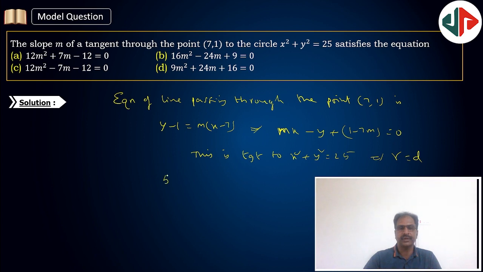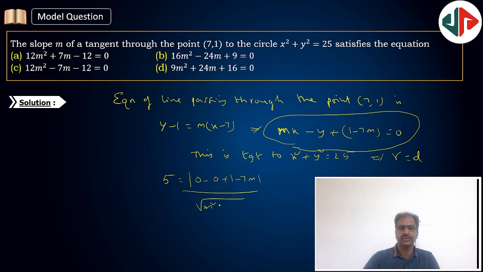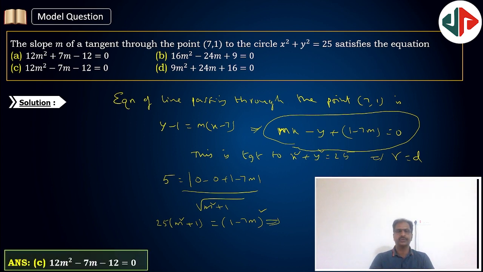What is the radius of the circle? 5. D is the perpendicular distance from the center (0, 0) to this line. So mod of (0 minus 0 plus 1 minus 7m) by under root x coefficient whole square plus y coefficient whole square. Squaring and cross multiplying, 25 into (m square plus 1) is equal to (1 minus 7m) whole square. If you expand and bring all the terms to one side, then you will get a quadratic equation in m, which is option C. Just expand and bring all the terms to one side.